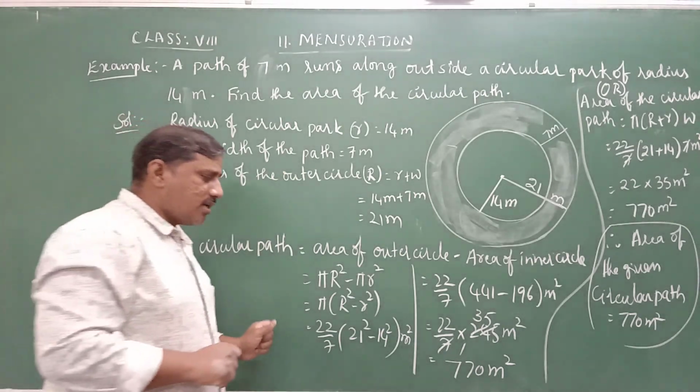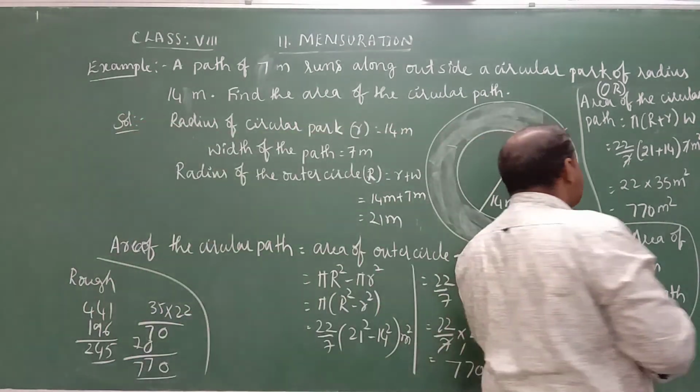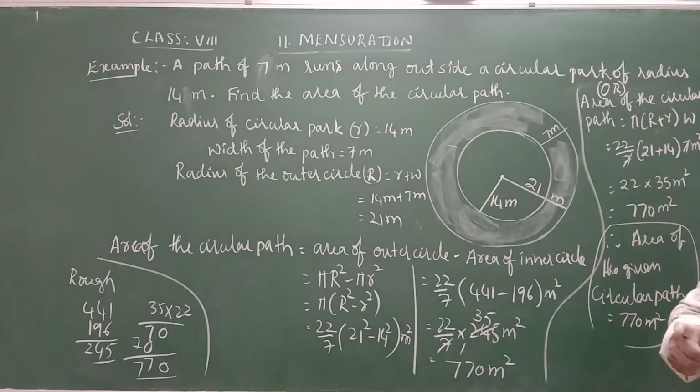Is it clear, children? What we discussed here is the area of paths, rectangular path and circular path. Whatever the path is, how to find the area of these paths? Area of the outer figure minus area of the inner figure. If it is a circle, area of the outer circle minus area of the inner circle. If it is a rectangle, area of the outer rectangle minus area of the inner rectangle. Similarly for a square also.